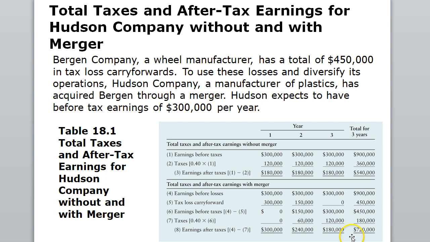So that is a $180,000 difference. And what that means is if the purchase of the other company is less than 180,000, then that would be a beneficial merger just on the tax basis alone.